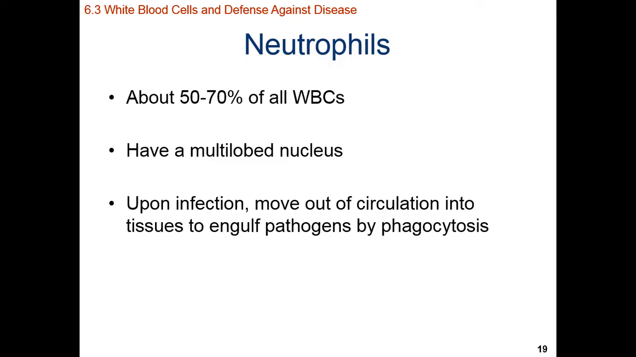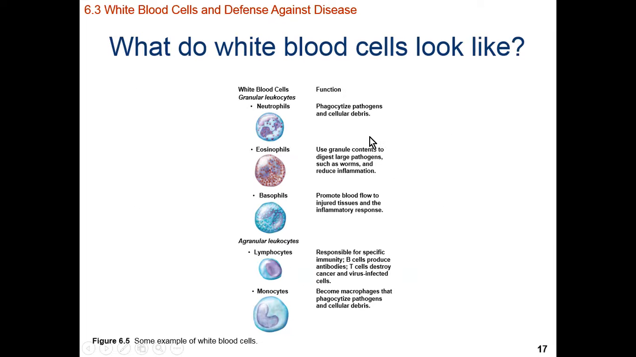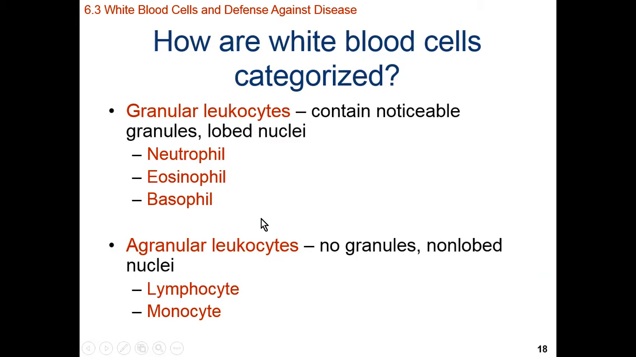Our neutrophils are the most common leukocyte, the most common kind of white blood cell. The mnemonic is never let monkeys eat bananas. And that stands for neutrophils, lymphocytes, monocytes, eosinophils, basophils. And if you can remember never let monkeys eat bananas, you can remember the most common kind of white blood cell to the least common kind of white blood cell. So neutrophils are the most common, and basophils, since that's at the end of our mnemonic, is the least common kind of white blood cell.